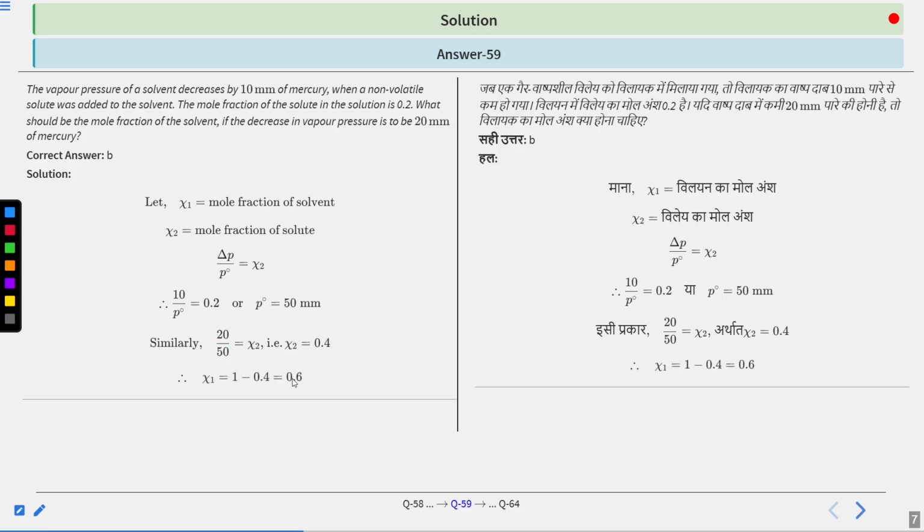But what do we need? We need the mole fraction of the solvent. So since it is a binary solution, just subtract this value from 1 and you will get the value of the mole fraction of the solvent, which is 0.6.